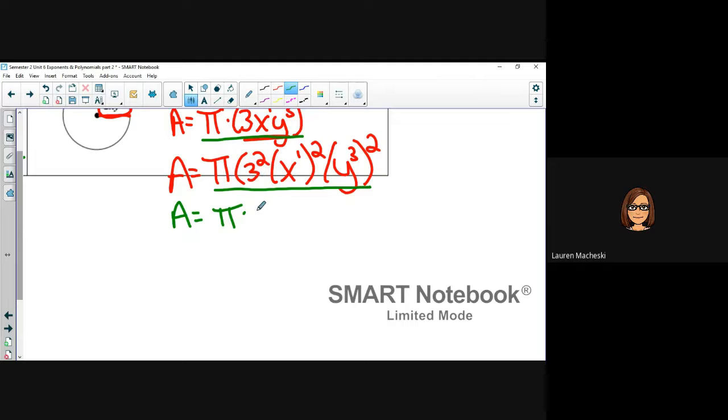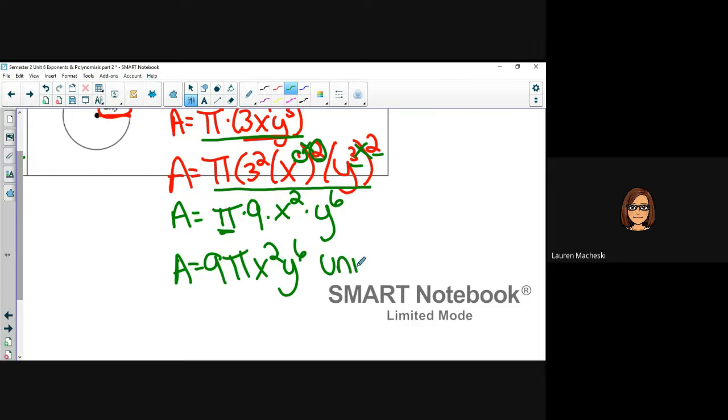3 squared is 9. X to the first raised to the second power. Remember, when you raise it from one power to the next, you multiply. So 1 times 2 would be 2. Y to the third raised to the second power. Multiply. So 3 times 2 is 6. Now here, you don't need to change pi to 3.14. You just need to reorganize it. The most important thing is the coefficient comes first. So it's pretty much 9 pi x squared, y to the 6th, units squared.